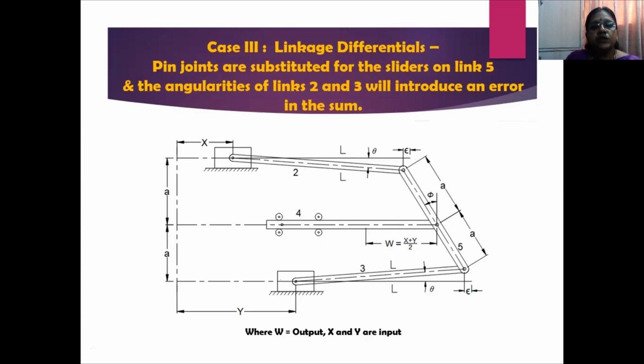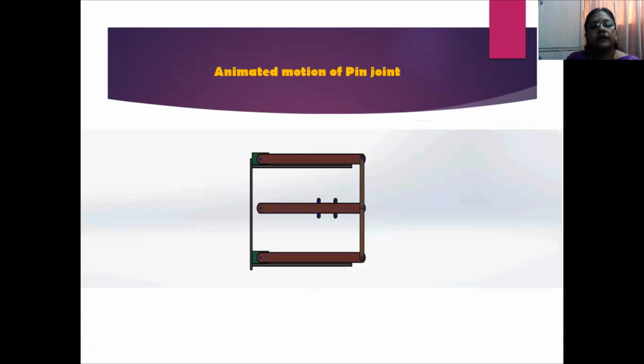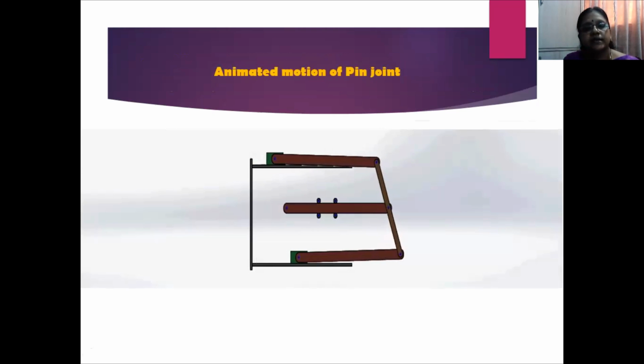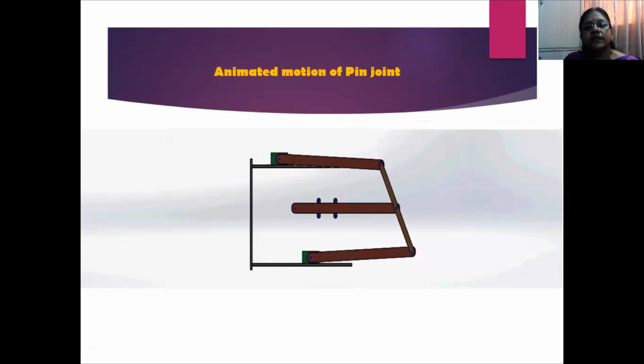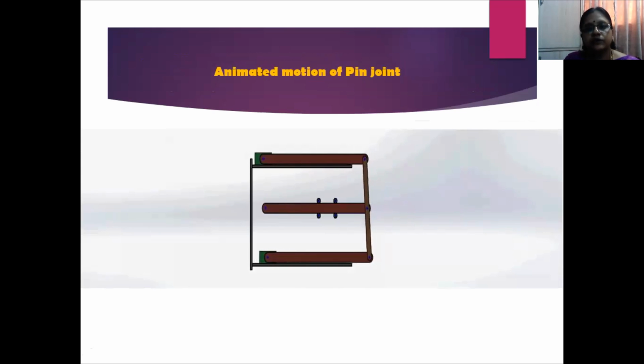So the pin joints are substituted for the sliders on link 5, and the angularities of links 2 and 3 will introduce an error in the sum. This is mainly because of the small angular motions of link 2 and 3. The error will be introduced in the output. You can notice it better in the animated motion. You can see how link 2 and link 3 are moving on the guideways, and as the motion moves towards the right, you can see them coming out of the straight motion and taking some angular rotation. Because of this, an error is introduced in your output value.